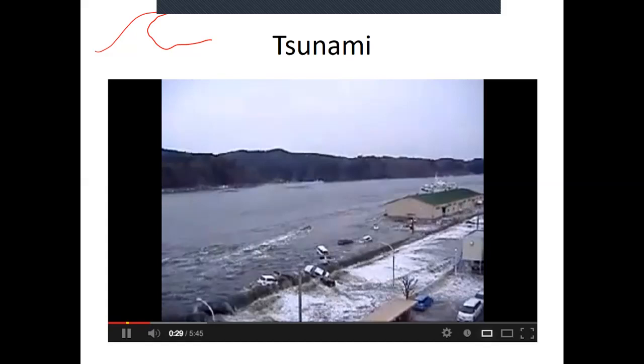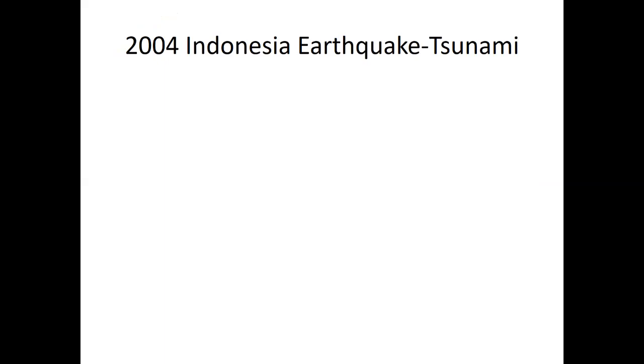And if you want to go on YouTube and look up aerial footage of the 2011 Japanese tsunami, that's some pretty dramatic footage too. It shows how destructive tsunamis can be.